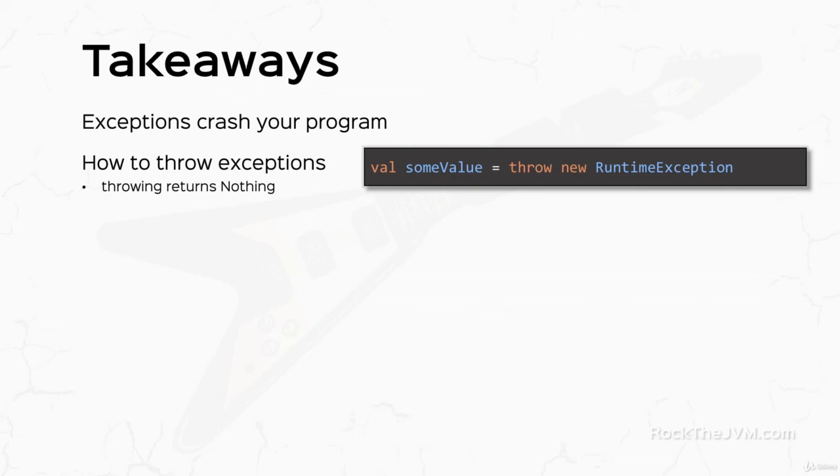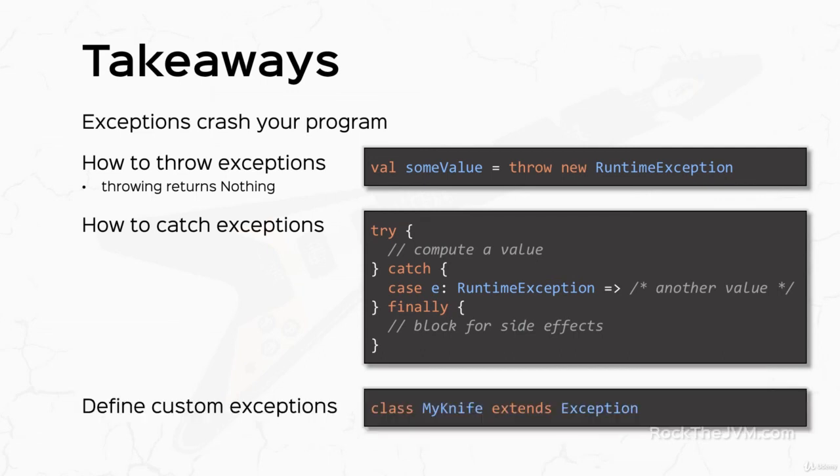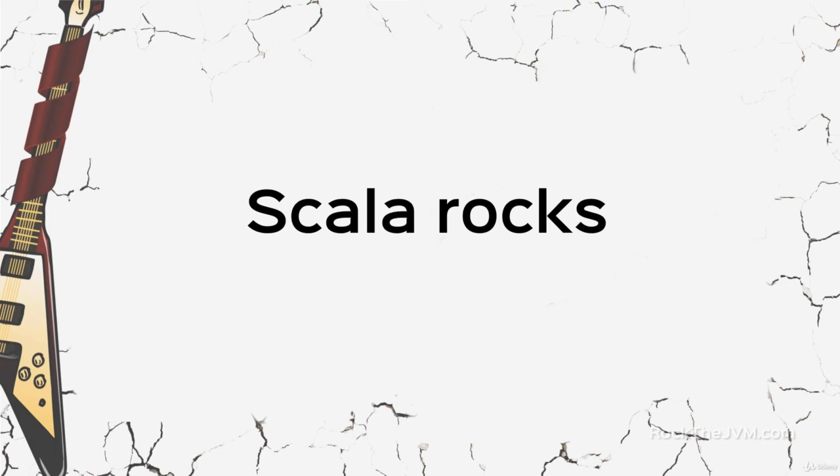Congratulations. Okay, quick recap. You now know that exceptions are these miserable little things that crash your program. You now know how to throw exceptions and the fact that throwing an exception returns nothing. You now know how to catch exceptions with try, catch, finally expressions, and you now know how to define your own exception by deriving exception or error or the throwable types from Java. Cool, so you now know how to intentionally crash your program.